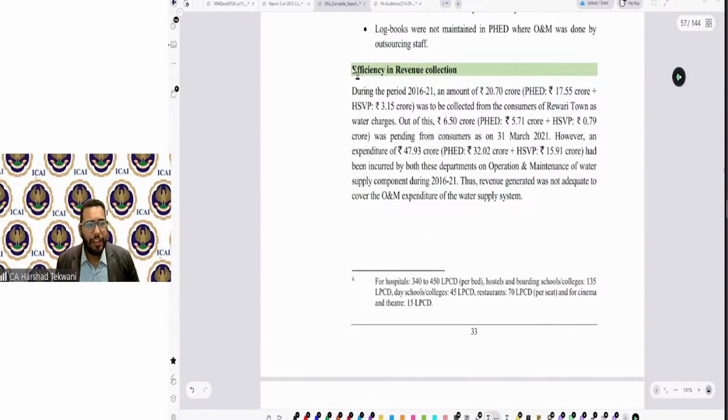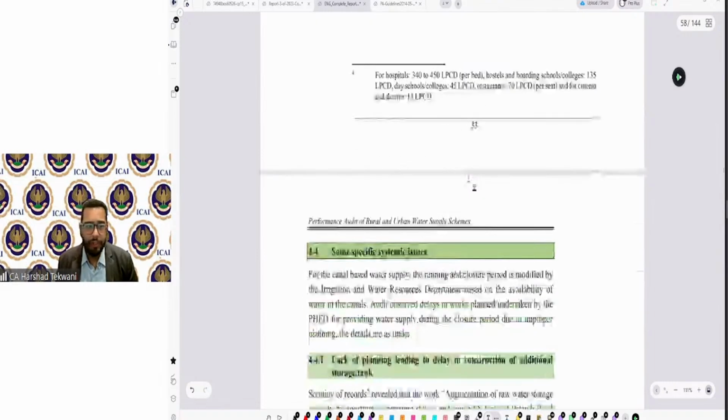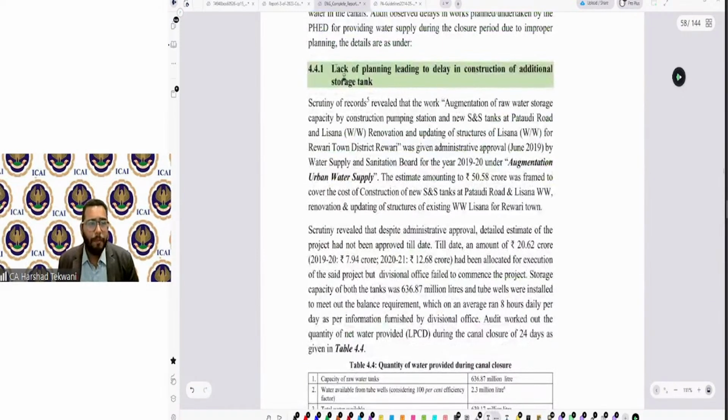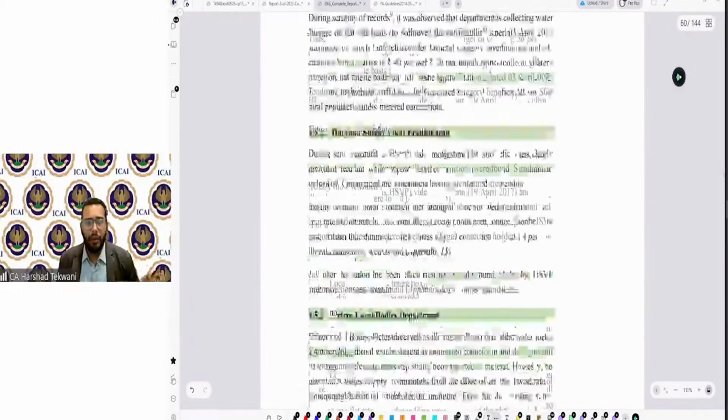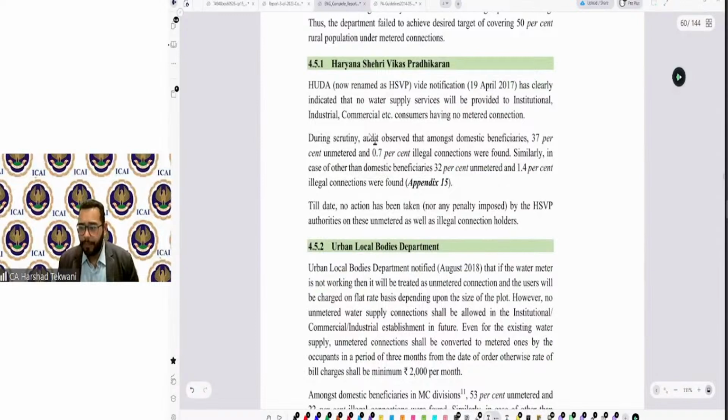Now they are talking about efficiency issues with respect to revenue collection. Then lack of planning leading to delay in construction of an additional storage tank. So various kinds of things are looked into in a comprehensive audit.